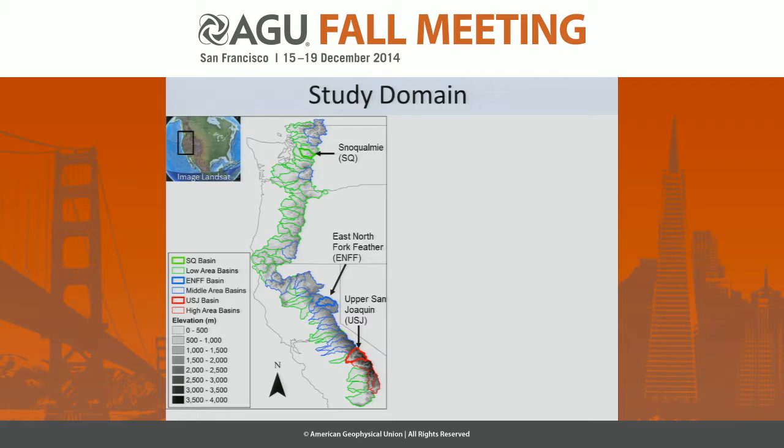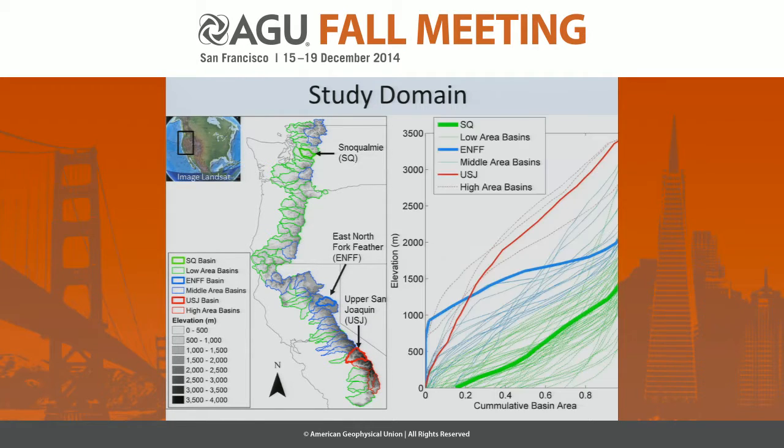We decided to focus on 3 basins along the West Coast: one up in the Snoqualmie Basin in the Central Cascades, one in central Sierra Nevada, and one in southern Sierra Nevada. And these basins span a latitude range, so they see different frequency of atmospheric river events, and they also have a different basin hypsometry, which can be important and we'll come back to later.